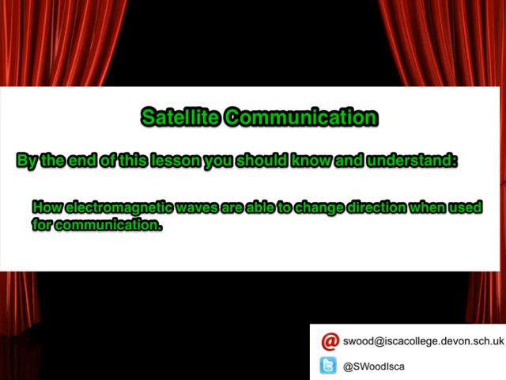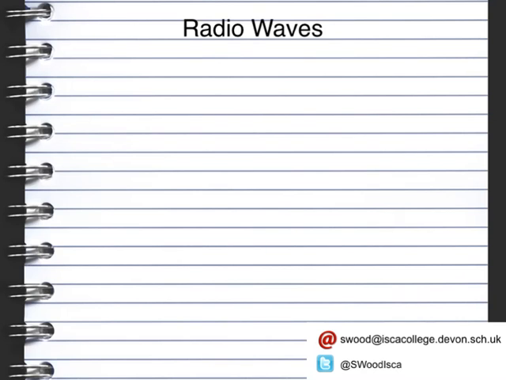Okay, so our objectives for today's lesson on satellite communication is that by the end of this lesson you should know and understand how electromagnetic waves are able to change direction when used for communication. Now, radio waves are electromagnetic waves with low frequencies and a high wavelength. Now, these are generally used for communication as they are very good at carrying different information.